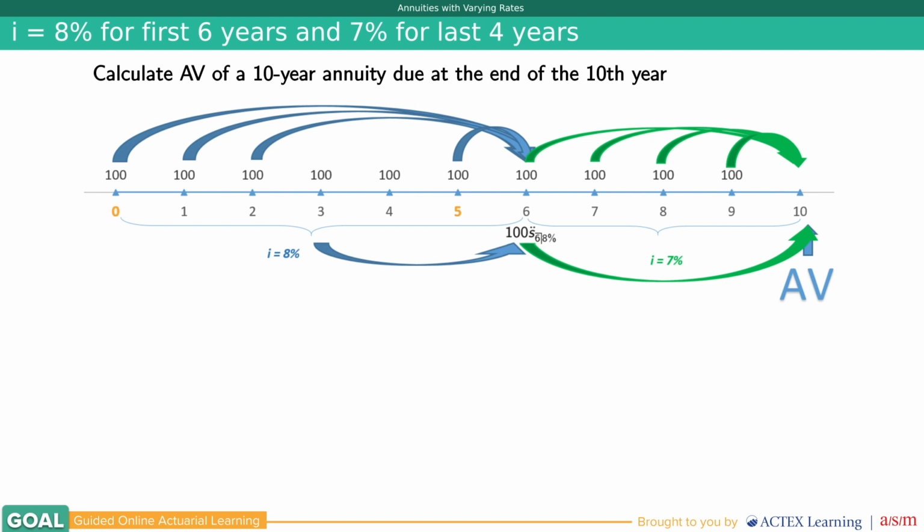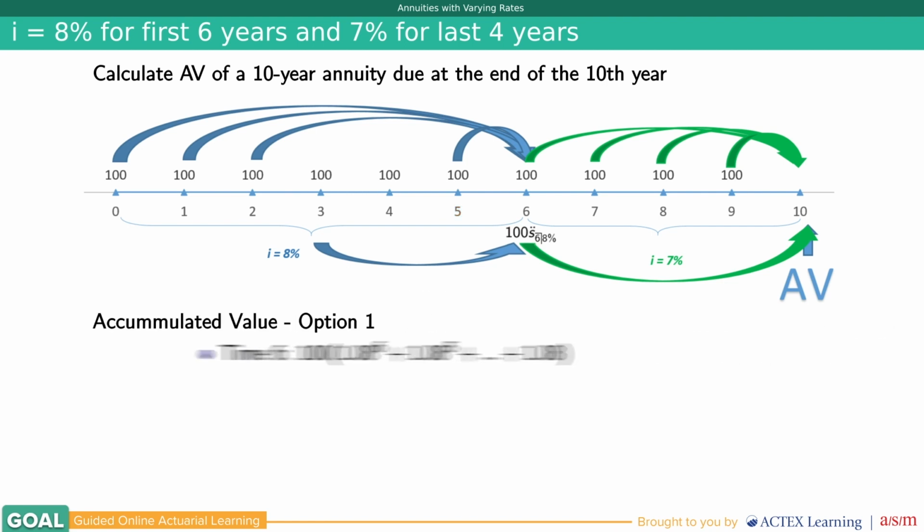These 6 payments are accumulated to time 6 using an 8% effective interest rate. So at time 6, the accumulated value of the deposit made at time 0 is 100 times 1.08 to the 6th, and the accumulated value of the deposit at time 5 is 100 times 1.08. The first bullet point shows that the sum of these first 6 accumulated values at time 6 is the accumulated value of an annuity due, which is equal to 100 s-angle-6 at 8%.